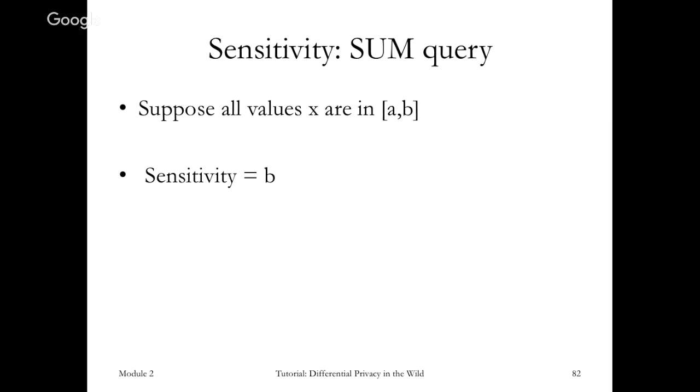What about a sum query? I want to know the total salaries of all the employees in a particular company, something like that. Well, if we impose some restriction on the range that those values can take on, so we have a lower limit for, say, the salary of an employee and an upper limit on the salary of an employee, then the sensitivity is B, because if I add one more person to the database, it could increase the sum by B.